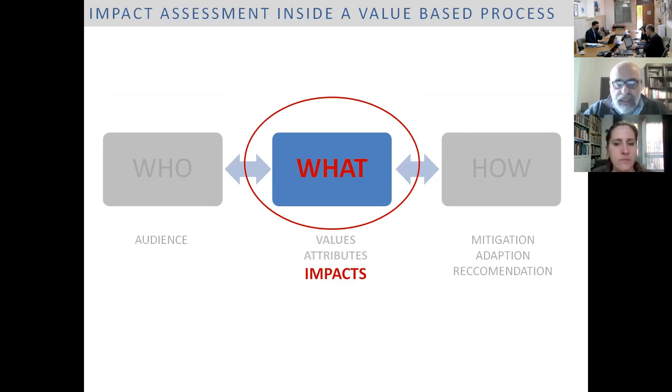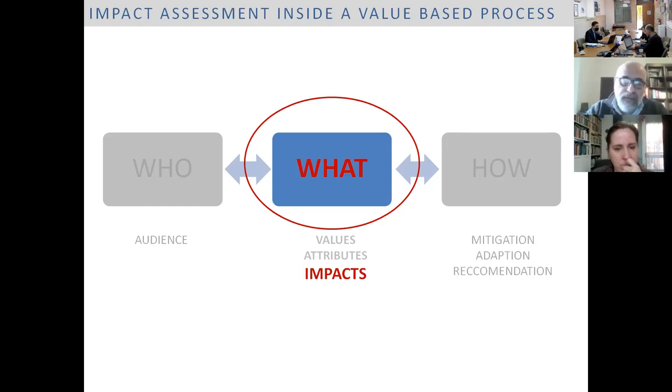In this case, as for the high values and attributes, talking about impacts means talking about the component: what is this heritage place? We describe who, so the audience, who is interacting with the heritage place, and how we will follow later in the morning how to deal with the mitigation and recommendation. Now we are already dealing with the component, what.